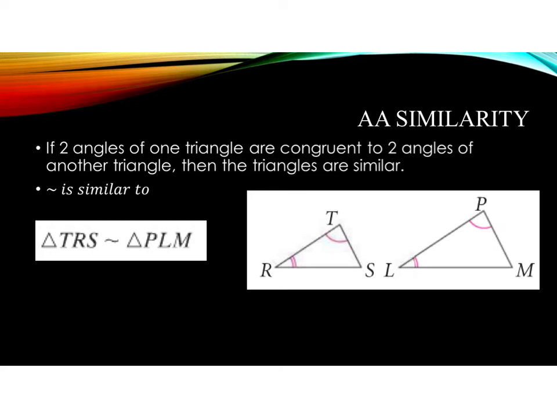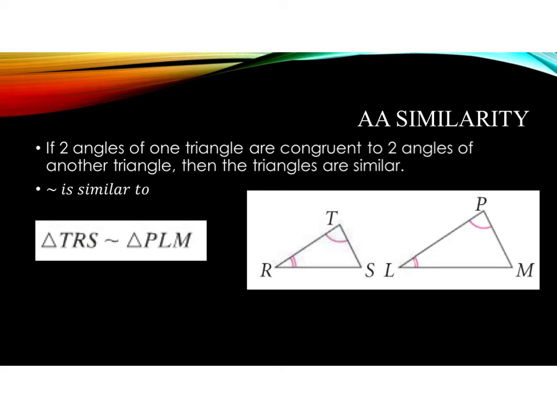Okay, and typically this is shown. Now I can see that angle T is congruent to angle P here, and that's shown because I have one single little arch here, so that tells me that these are the same angle measure. Notice that angle R has two little arches and angle L has two arches, so that tells me that angle R and angle L are both congruent.